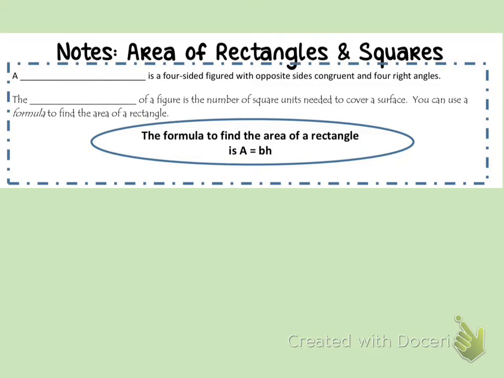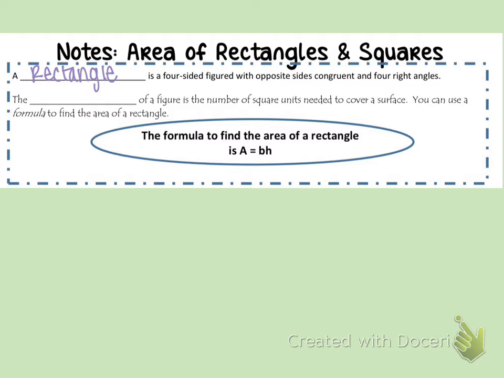Okay, today we are learning about area of three different figures: rectangles, squares, and parallelograms. A rectangle is a four-sided figure with opposite sides congruent and four right angles. So let's say rectangle right here. Okay, and the area of a figure is the number of square units needed to cover a surface.